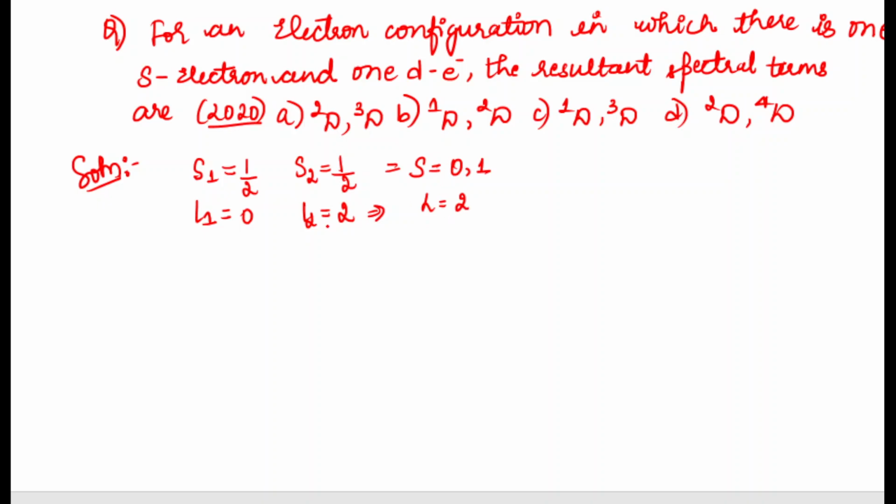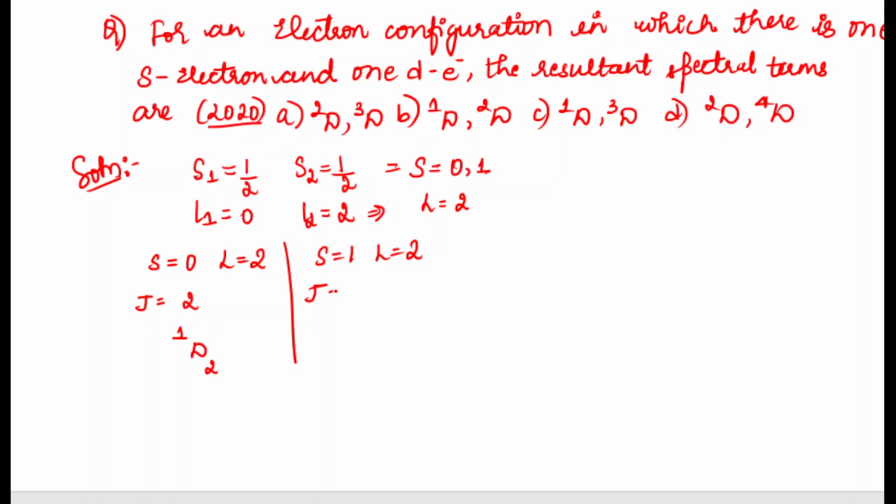Now we need to find the values of J for S equal to 0, L equal to 2. The value of J is nothing but 2 itself. In terms of term symbol, how can I write it? 2S plus 1 multiplicity will be 1, and L equal to 2 is D. So 1D, and J is 2.